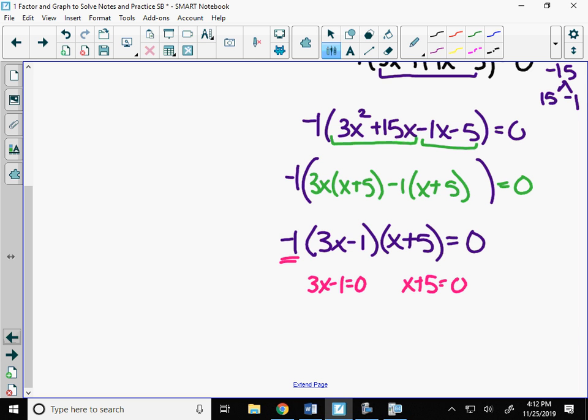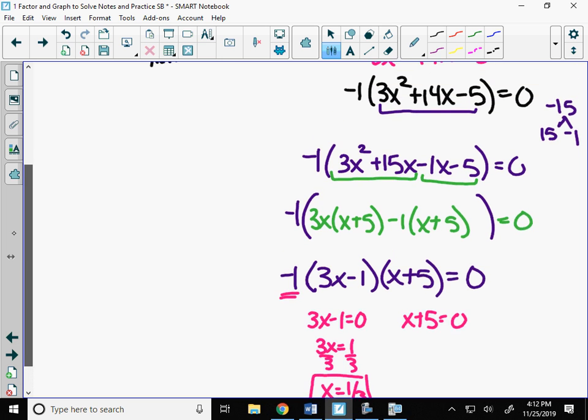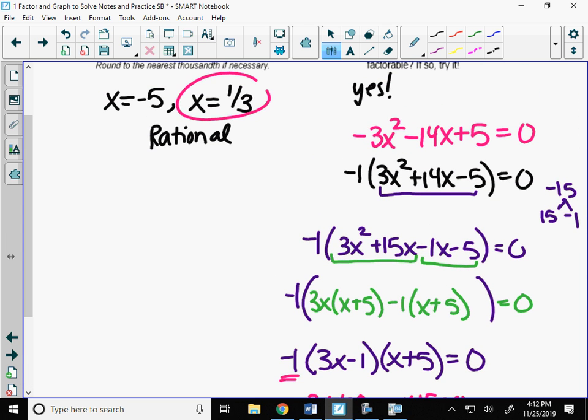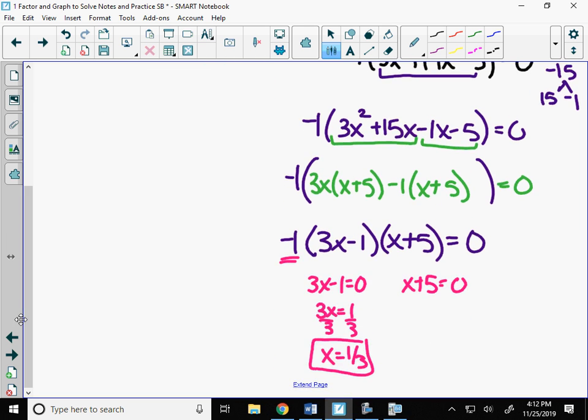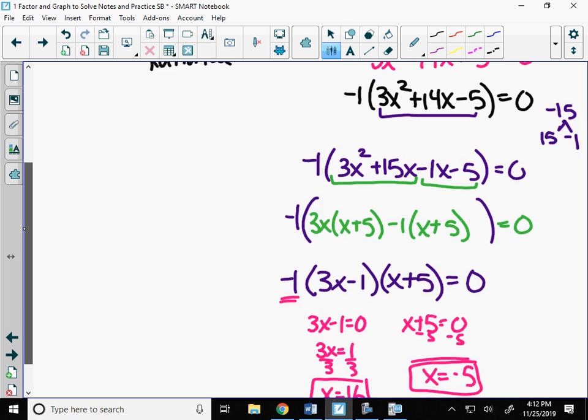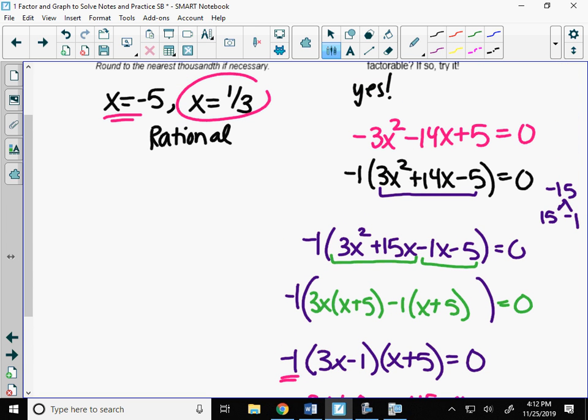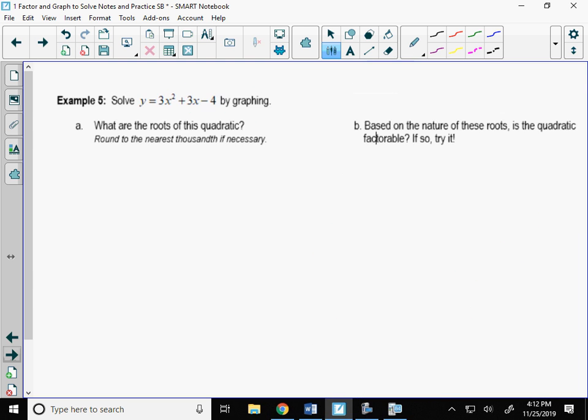Now on this left one, if I add 1, I'll get 3x equals 1. Divide by 3, I should notice that 1/3 was one of the roots that I found up here. When I solve the other one and I subtract 5, x equals -5, that was the other x-intercept I found up here as well. So because I had rational roots, it was possible to factor that quadratic instead of using your calculator. All right, last one.